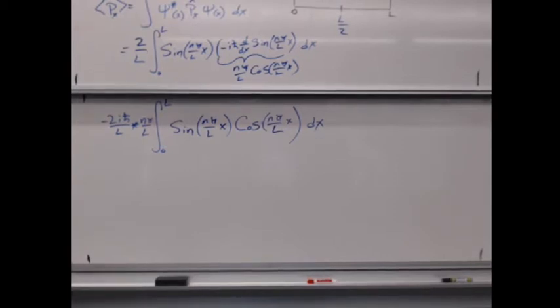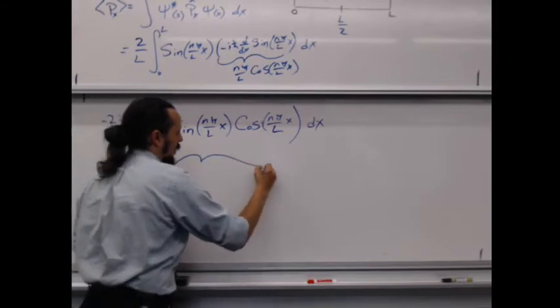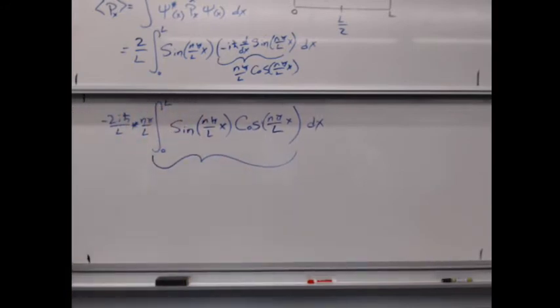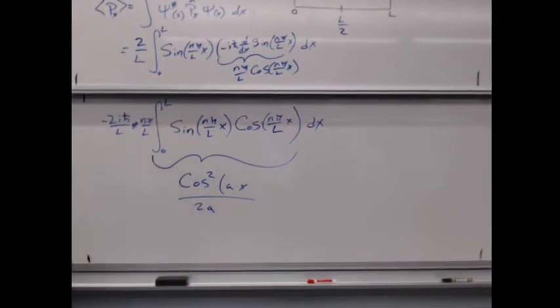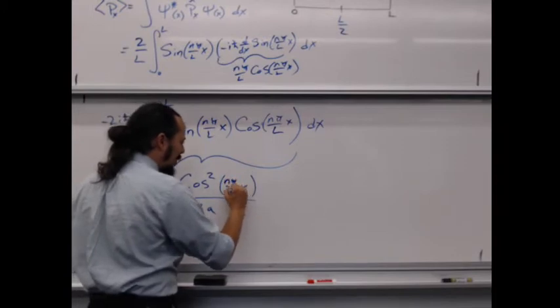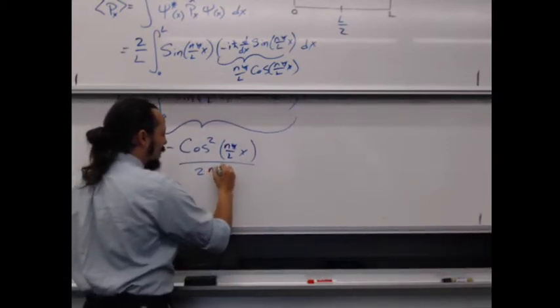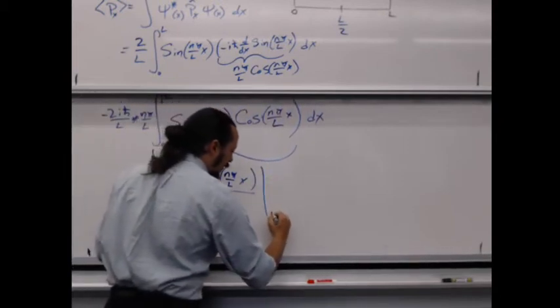Integral tables again. If I remember correctly, this integral is a little bit easier. Someone help me out. Oh, negative cosine squared ax. Okay. So let's go ahead and plug in what our a is. That's going to be n pi over L. Negatives will cancel out, and this is going to be evaluated from 0 to L.